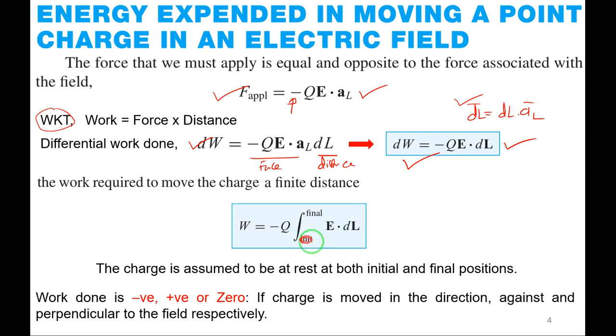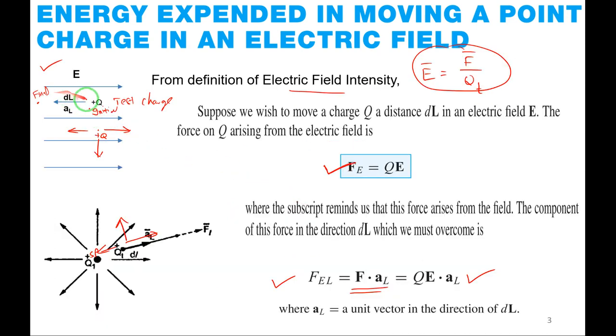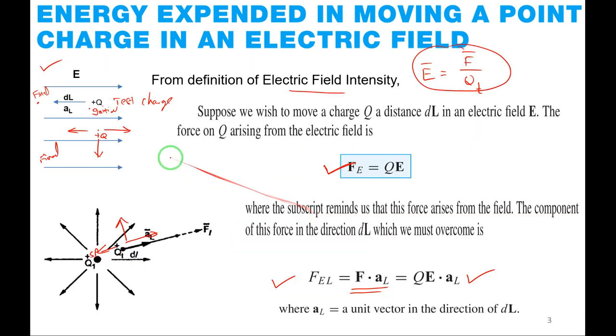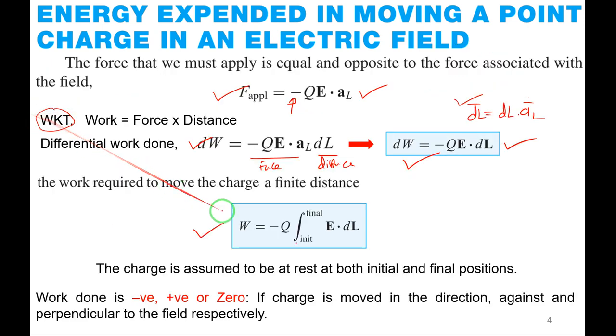Initial position is here, final position is here. It can be anywhere. I can take the final position here also, no problem. Anywhere from here to here if I want to move, I want to move from the initial position to the final position. So the total amount of work done is given by the formula minus Q, integration from the initial position of the charge to the final position of the charge in the field, E dot dl. And the charge is assumed to be at rest at both the initial position and the final position. In between it is moving.